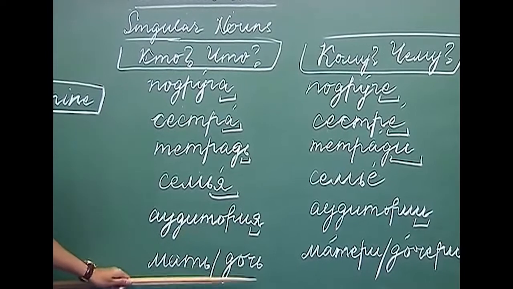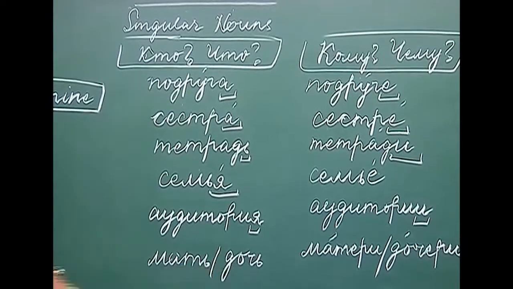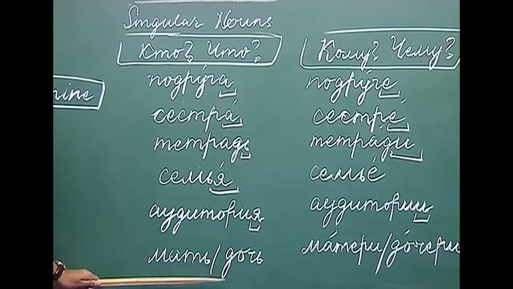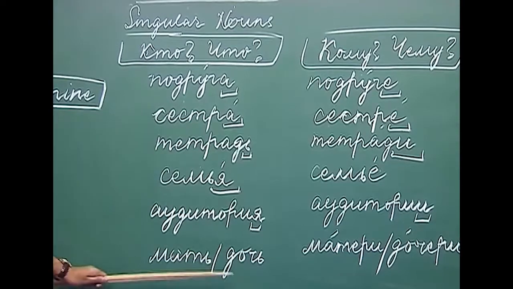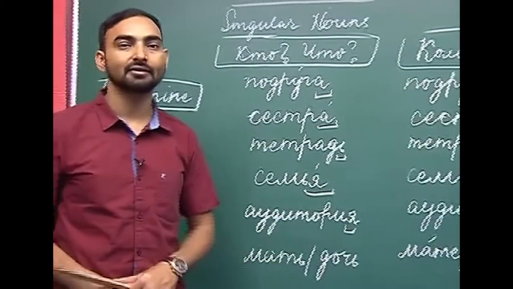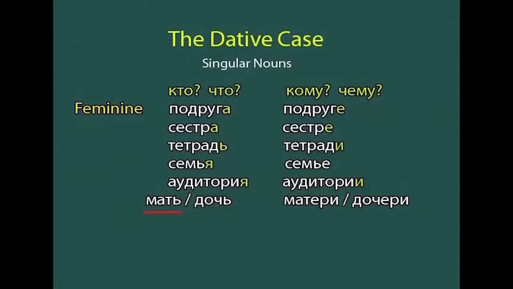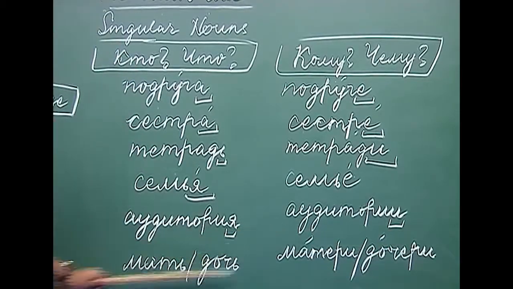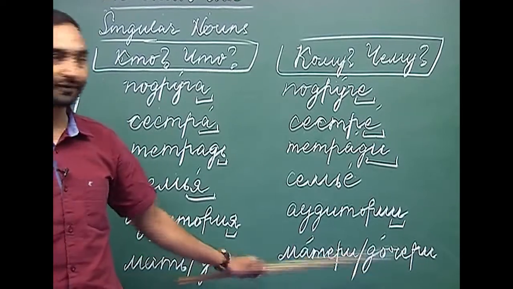And next are the irregular nouns. We have learnt about these nouns mach and doch. Mach is mother and doch is daughter. These are irregular nouns because they have irregular forms in the cases. So, mach changes to machiri in the dative case and doch changes to dochiri. You have to learn this by heart because these forms do not follow any rules.